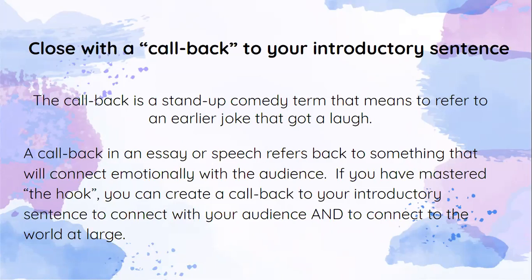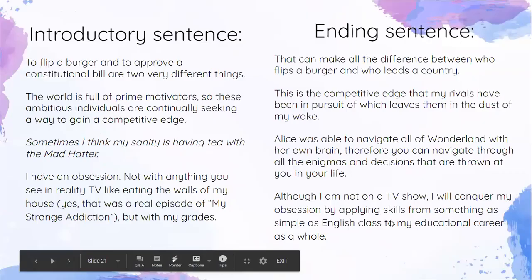So a callback in an essay context or a speech context refers back to something that will connect emotionally with the audience. If you mastered the hook, which is the first sentence of your introduction, it should be pretty easy to create a callback to your introductory sentence to connect with your audience and to connect to the world at large, which sounds super complicated, but really it's not. It's not super complicated once you get the hang of it. So here are some examples.